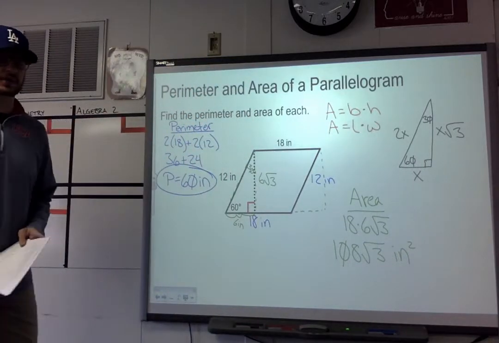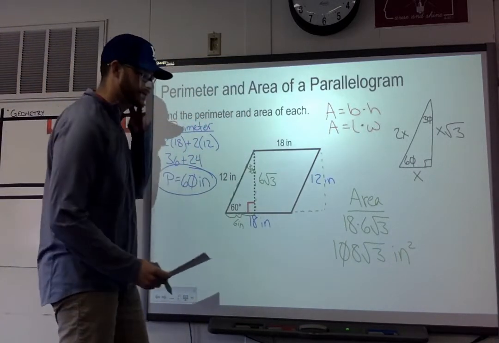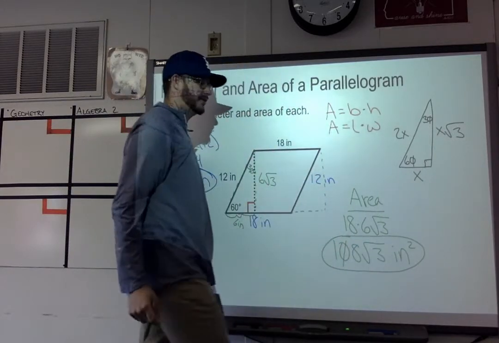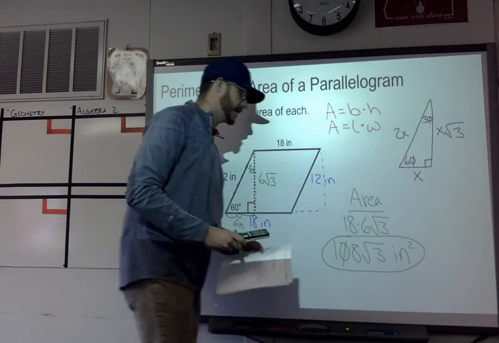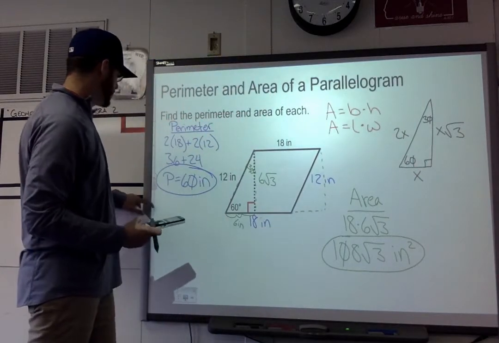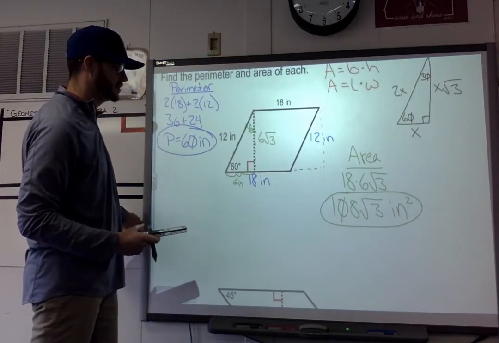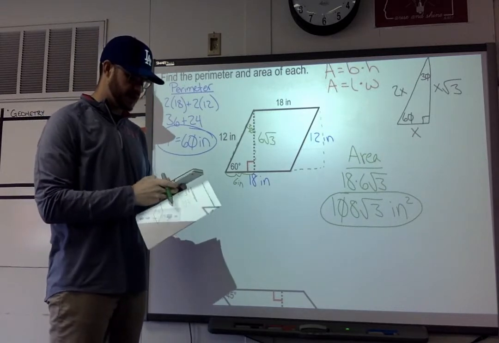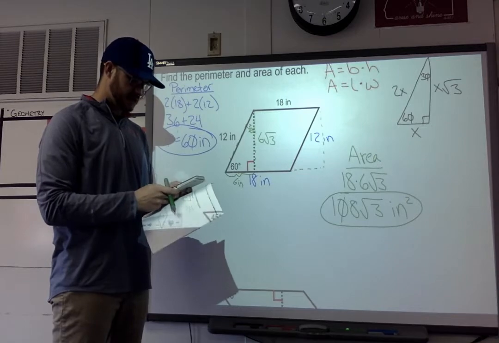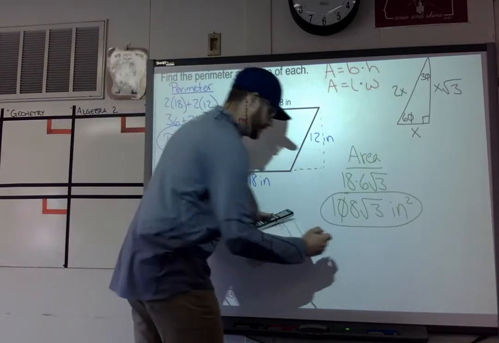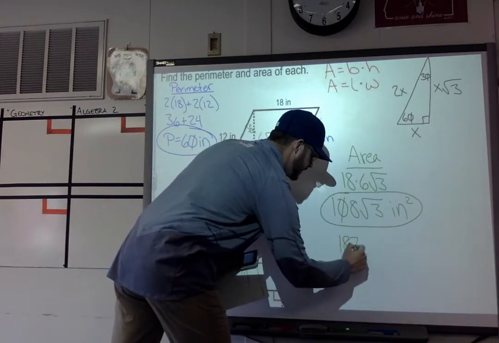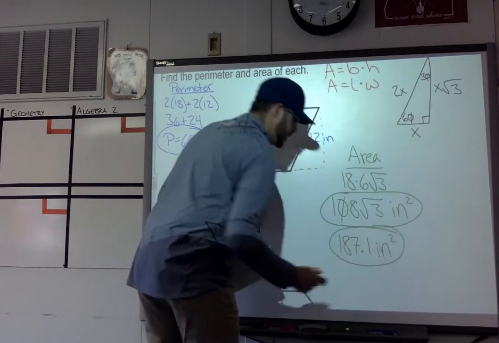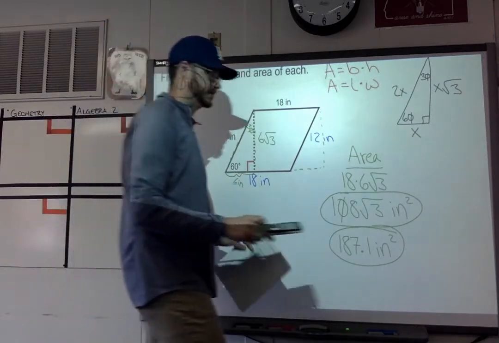Remember, since we're working with area, your answer will always be squared. So you can give your answer there, or for today, if you want to plug it into your calculator and solve what that is, you can go ahead and do that and round your answer to the nearest tenth. So if we were to do that, 108 times the square root of 3 would give us 187.1 inches squared. I would take either of those answers.